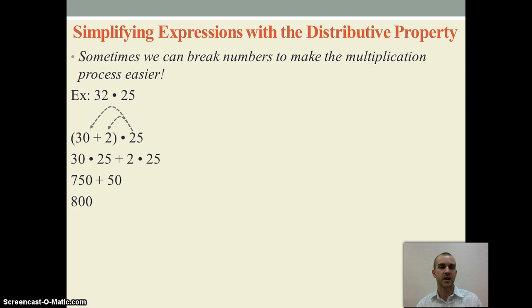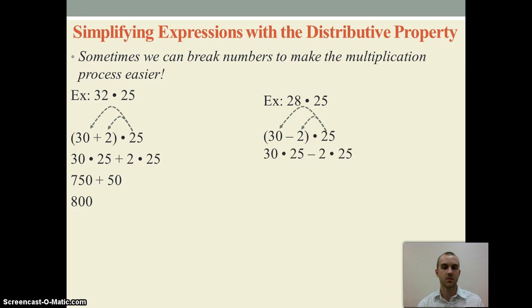Same thing if I had something like 28 times 25. I could either do the same thing, say the quantity 20 plus 8, or I could say the quantity 30 minus 2. Then I distribute my 25 again, and we already know that 30 times 25 is 750, and then 2 times 25 is 50, and that gives me 700. So I can break numbers apart and use those quantities with the distributive property to make things a lot easier.